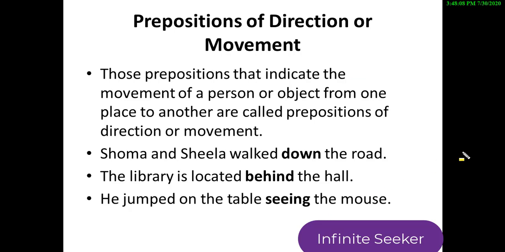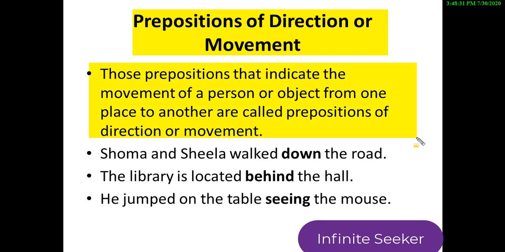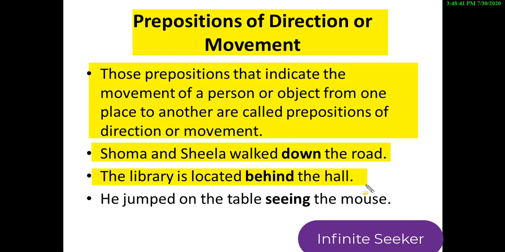Let's look at prepositions of direction or movement. Those prepositions that indicate the movement of a person or object from one place to another are called prepositions of direction or movement. For example, Shoma and Sheila walked down the road. The library is located behind the hall. He jumped on the table, seeing the mouse. These are the prepositions of direction or movement.